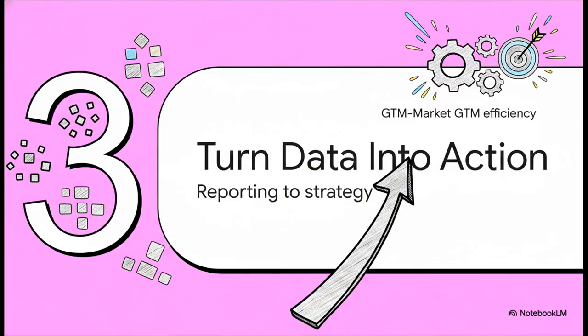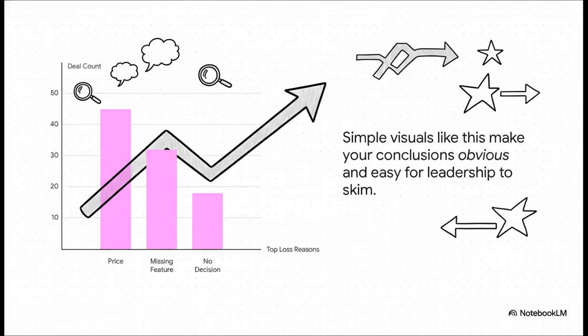Okay, so once your data is clean and all coded up, now we get to the fun part, turning all that data into actual action. This is where we stop just making passive reports and start actively shaping our strategy. And you know what? You don't need some super complicated, fancy dashboard to make your point. A lot of the time, a simple bar chart like this, showing your top loss reasons by both deal count and dollar value, is all you need. It makes the conclusions just pop right off the page, especially for a quick leadership summary.